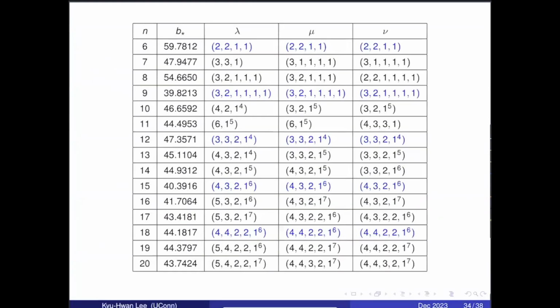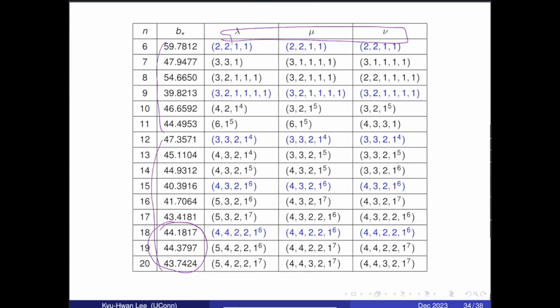Okay, then the problem is now how to compute these numbers B star. Of course, we use computers. Then I obtained these numbers. At the beginning, there is some fluctuation, but later, in particular around here, the numbers become very similar. I mean, the fluctuation is very small. And you can compute the triple when you obtain the value B star.